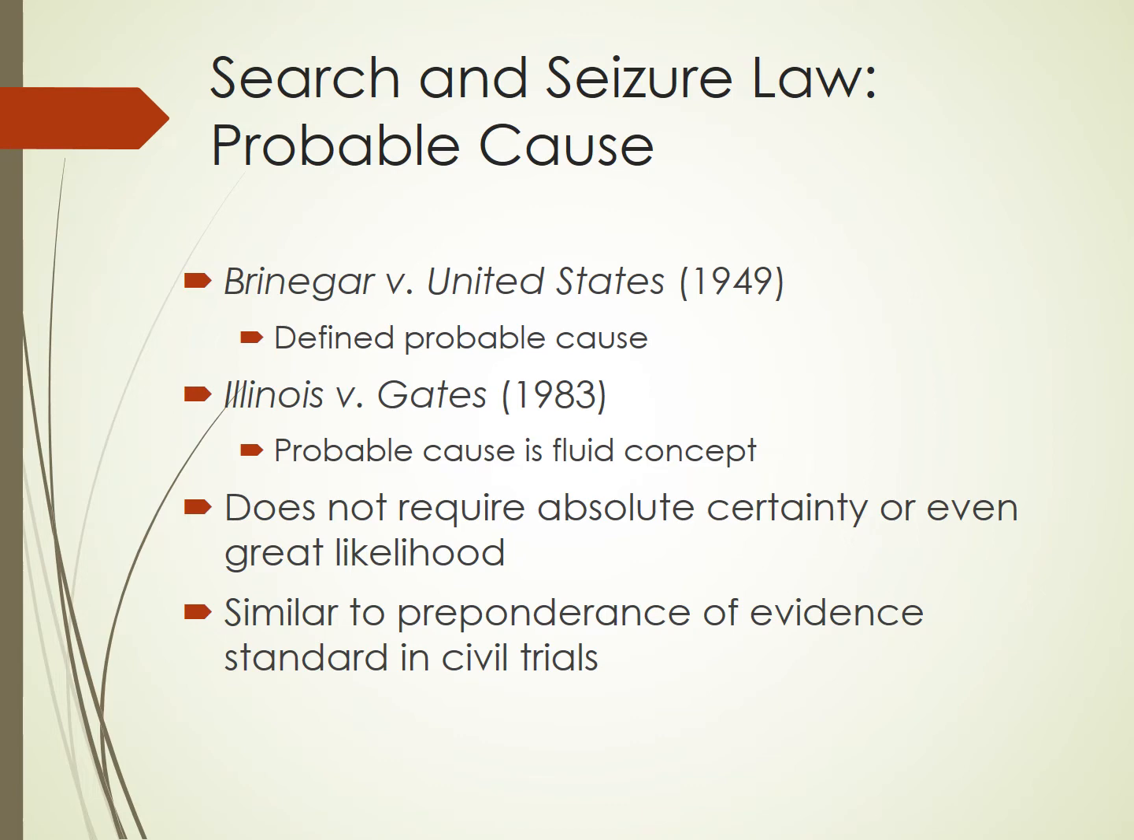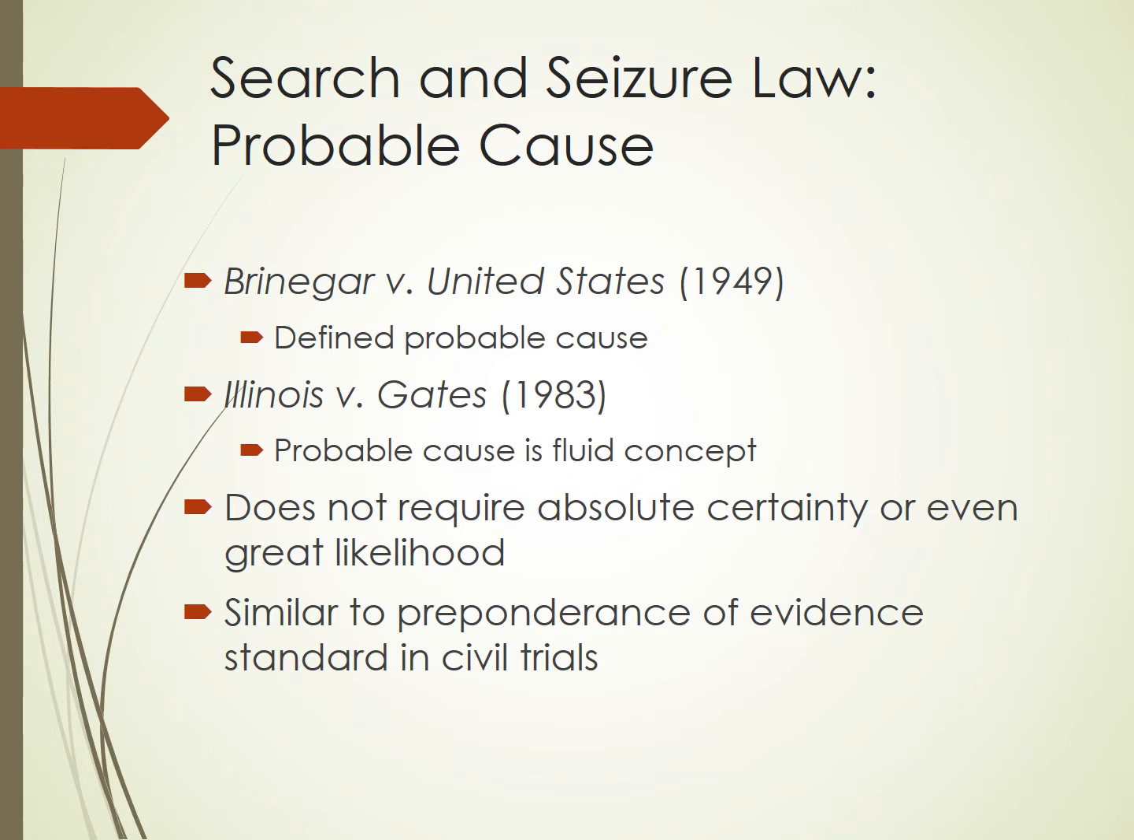They have to base it on a reasonable person standard. And this was expanded in Illinois v. Gates in 1983, where the court said that this is a fluid concept. It can ebb and flow to fulfill a variety of specific circumstances, and it doesn't have to require absolute certainty or even a great likelihood. It needs a more likely than not scenario, so 51% standard, which is similar to the preponderance of the evidence standard in civil trials, and we'll talk about civil law a little bit later.